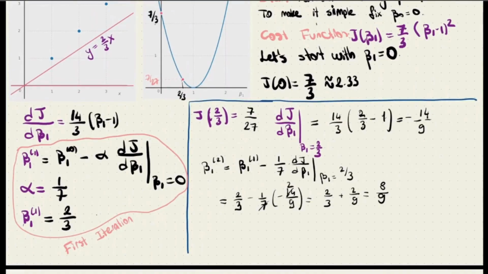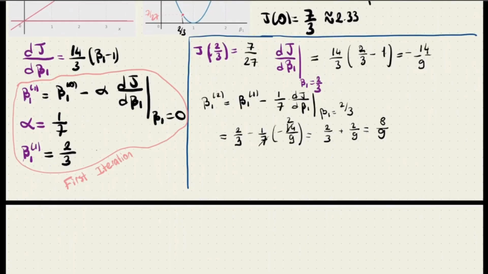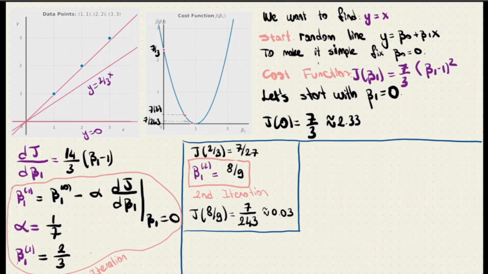So this is our next point, 8 by 9. And you can easily calculate that. The cost function at 8 by 9 is 7 divided by 243. Now let's see it on the graph. So after the second iteration, we obtain the line y equals 8 divided by 9x. So we get closer to our points.